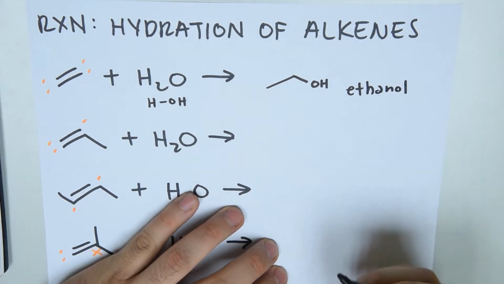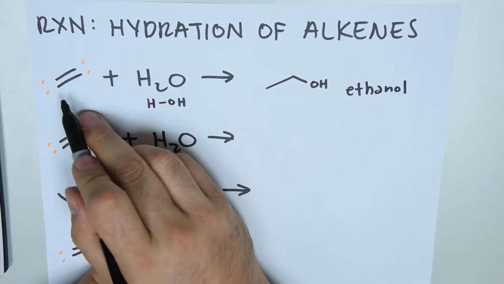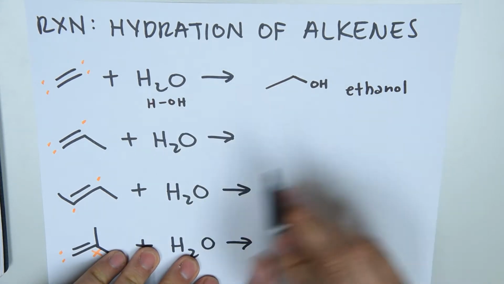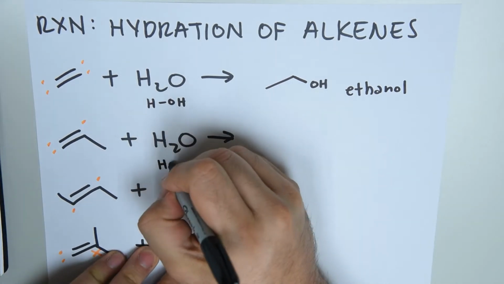Thus, we're creating an alcohol, which in this case is ethanol. So the formula type is always going to be alkene reacts with water to produce an alcohol. Let's look at the next example again, HOH.